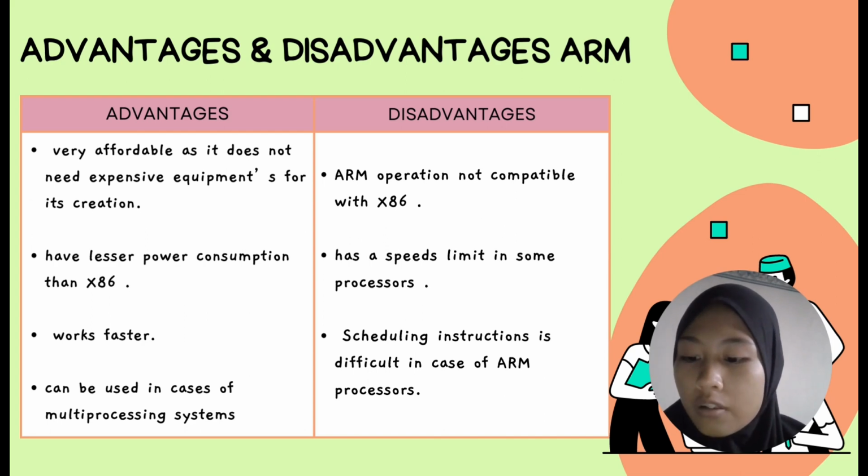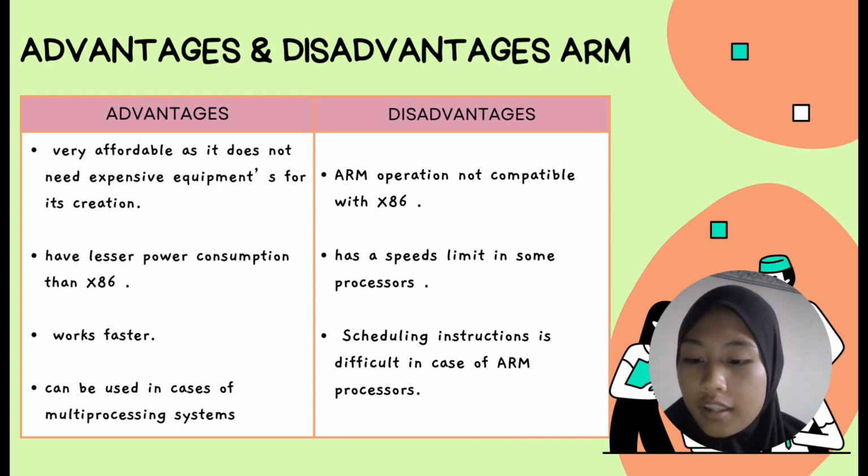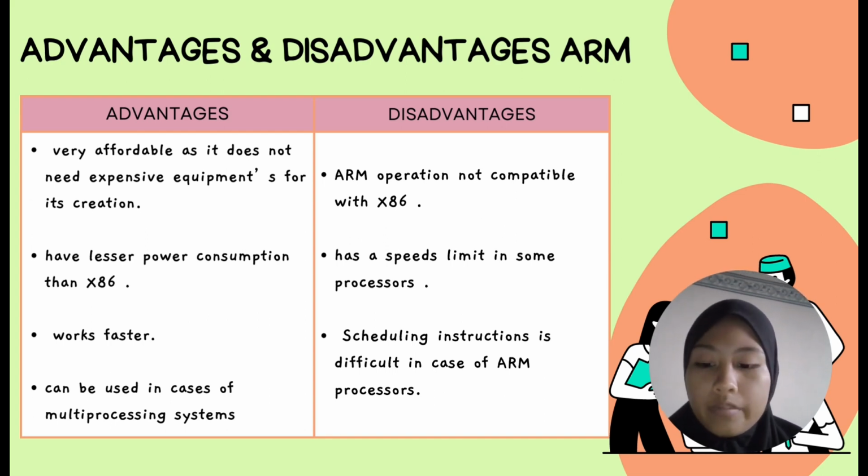property to partner organizations. Second, it has a speed limit in some processors. An ARM-based device may be designed to incorporate the processor, perhaps even making adaptation to its architecture and functionality.